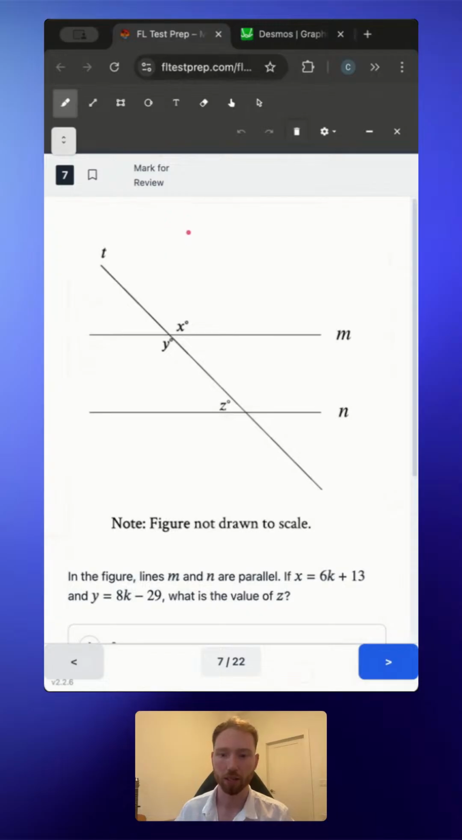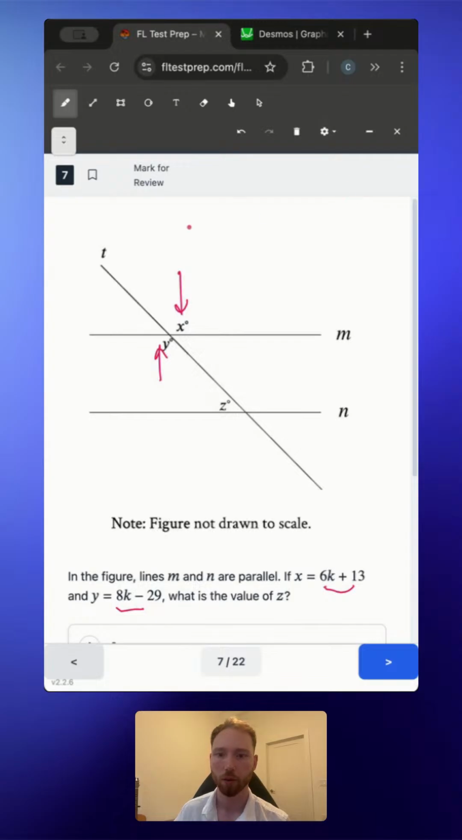All right, let's take a look at this. In the figure, lines M and N are parallel. If x equals 6k plus 13 and y equals 8k minus 29, what is the value of z? All right, so first things first, I need to figure out what x and y are. And I can do this because I know x and y should be equal to each other. Therefore, I can set their equations equal together to find k. Once I find k, I can figure out what y or x is. And I can use that information to solve for z.